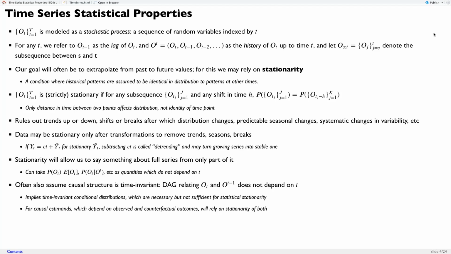And so our goal is often going to be to extrapolate from past to future values. The most common framework that will allow us to do this, the modeling assumption, is what's known as stationarity. In words, this refers to the situation where historical patterns are assumed to be identical in distribution to patterns at other times. So we can think about the subsequence in the 1940s as comparable, not identical to, but drawn from the same distribution as the subsequence in the 1950s, the 1980s, and the 2010s.